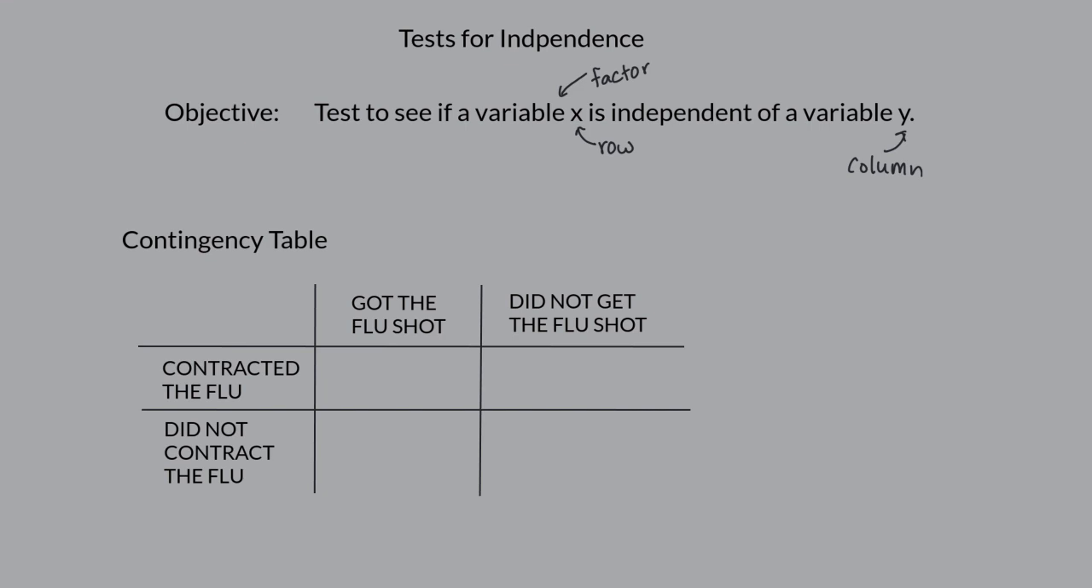So to fill out this table, we would need to take a random sample of volunteers. So let's say we take 1,349 random volunteers, and we ask them whether or not they contracted the flu this season and whether or not they got the flu shot this season. Suppose of those 1,349 volunteers, we find 469 of them to have not contracted the flu, but they did not get the flu shot. And 410 of them did also not get the flu, but they did get the flu shot.